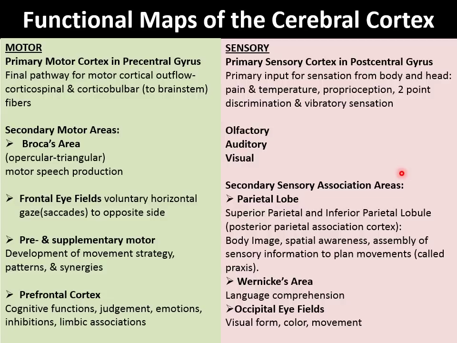Secondary sensory association areas are largely located in the parietal lobe, and that includes the superior parietal and inferior parietal lobules. It's an association cortex. They're involved in body image, spatial awareness of where your various limbs are, and where your body is relative to external space. And then Wernicke's area, which is involved in language comprehension, the understanding of language, the ability to read. And then the occipital eye fields that are involved in visual form recognition, color identification, and the identification of movement.